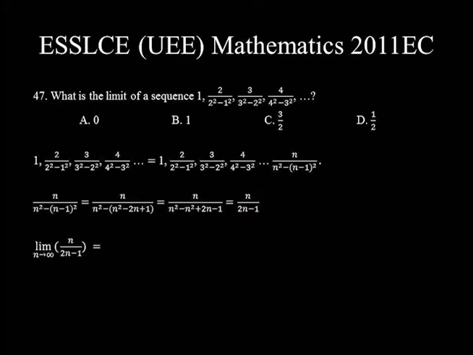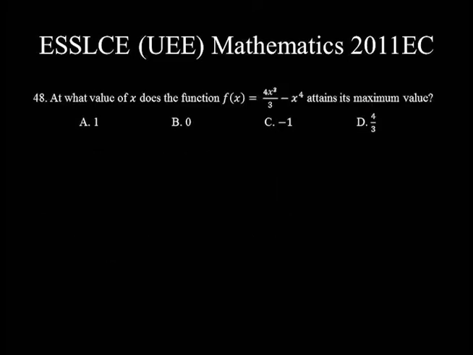Limit of n over 2n minus 1, n approaches infinity, is equal to, multiply both the numerator and the denominator by 1 over n. This gives us the limit of n times 1 over n is 1, divided by 2n times 1 over n is 2, minus 1 times 1 over n is 1 over n, which is equal to 1 over 2 minus, as n approaches infinity, 1 over n approaches 0, 2 minus 0 is 2, 1 divided by 2 is 1 over 2. Therefore choice D is the correct answer.